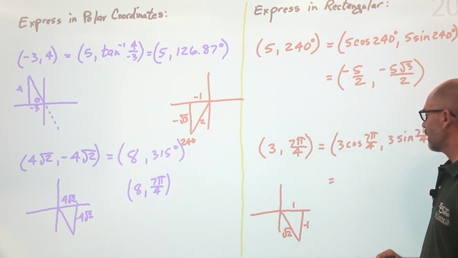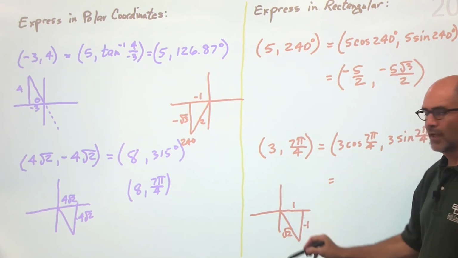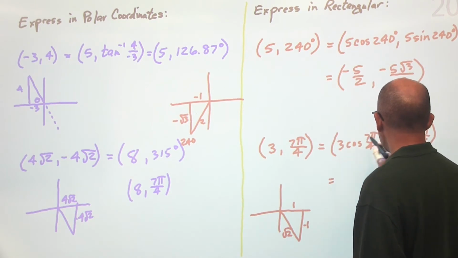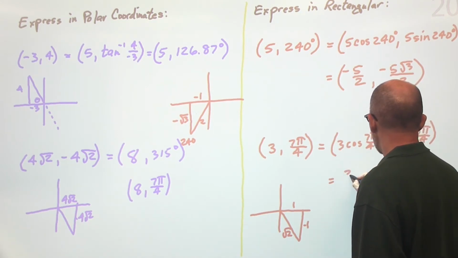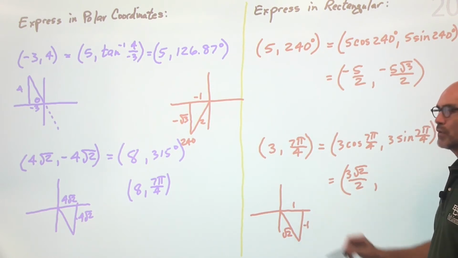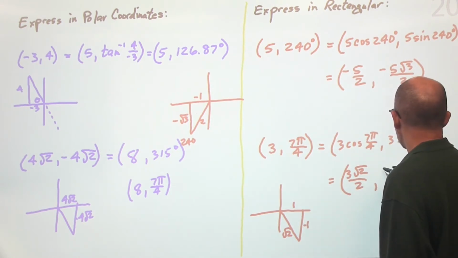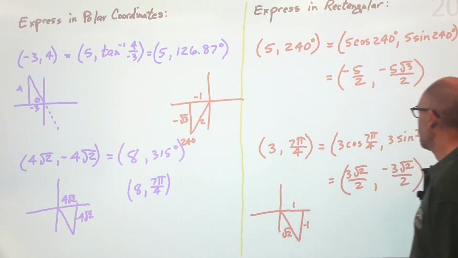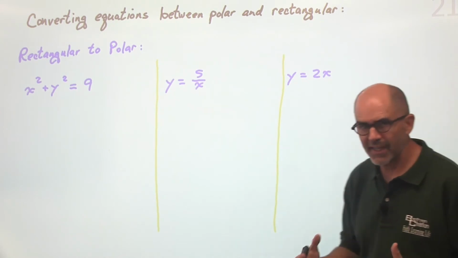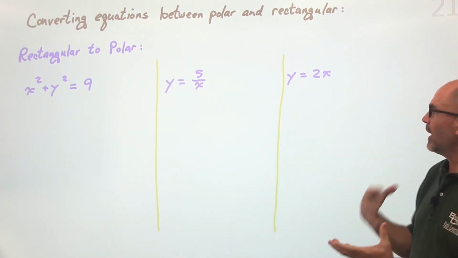Well, what's cosine 7 pi over 4? That's positive square root of 2 over 2. So we have 3 times square root of 2 over 2 for the x-coordinate, and the sine is negative square root of 2 over 2, so that makes it negative 3 square root of 2 over 2 for the y value. That's it, game over.